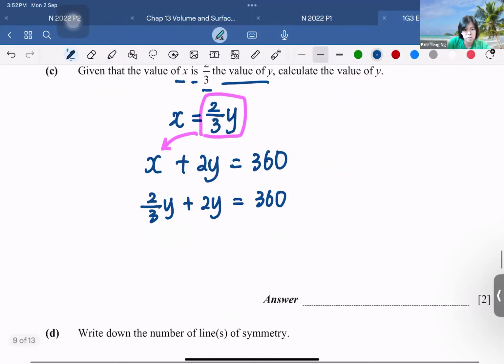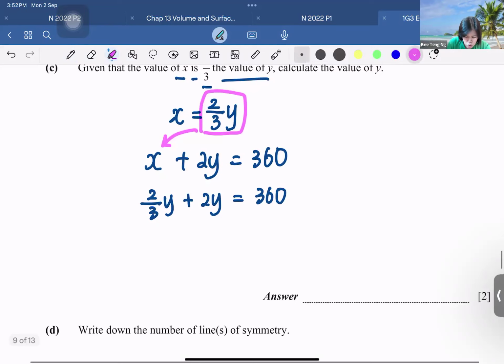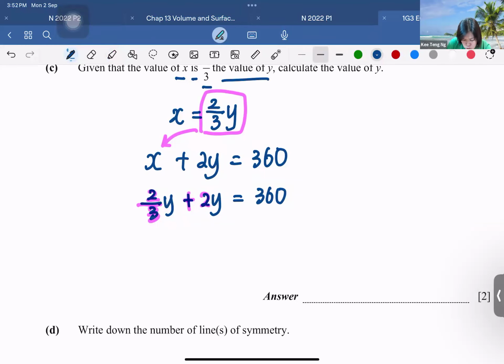Okay, right? Then this is 2 over 3 of a unit. This is 2 units. I add them together. There will be students who will write this for me. Uh-oh. Can you tell me what is the mistake in this question, in this presentation?